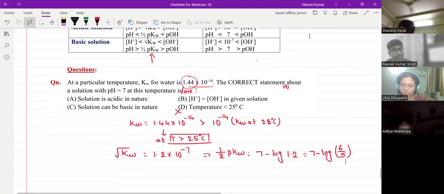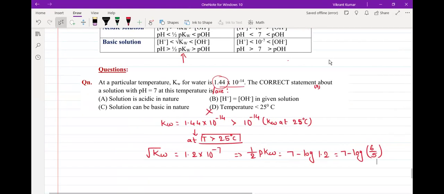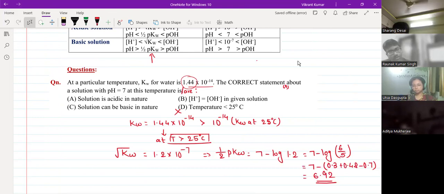6 by 5 can be handled like log 2 plus log 3 minus log 5. Log 2 is 0.3, log 3 is 0.48, minus log 5 is 0.7. So 0.78 minus 0.7 will be 0.08, so this is 6.92. So half pKw is known now. We'll say any pH which is less than 6.92 will be acidic, any pH which is greater than 6.92 will become basic, and pH equals 6.92 will remain neutral.